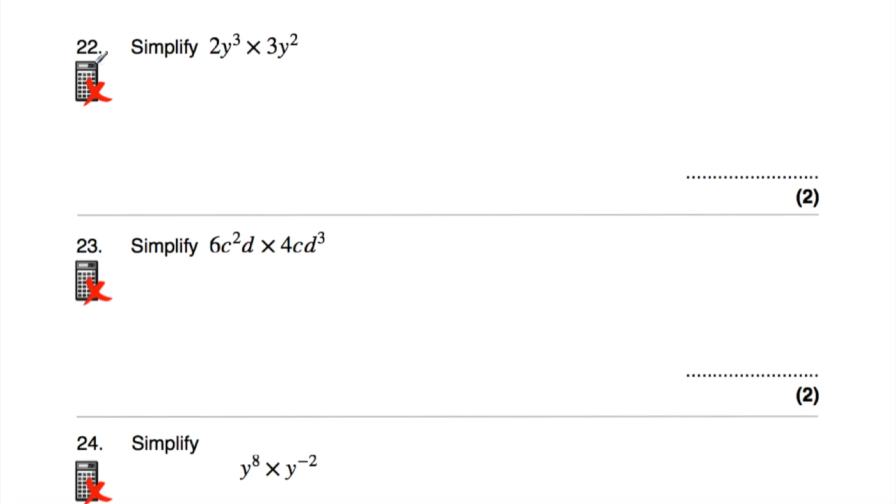Okay, let's have a look at our next question, question number 22. We've been asked to simplify 2y cubed multiplied by 3y squared. So let's deal with the numbers at the front to begin with. 2 times 3, that's equal to 6. And then we've got y. And then let's add the powers.